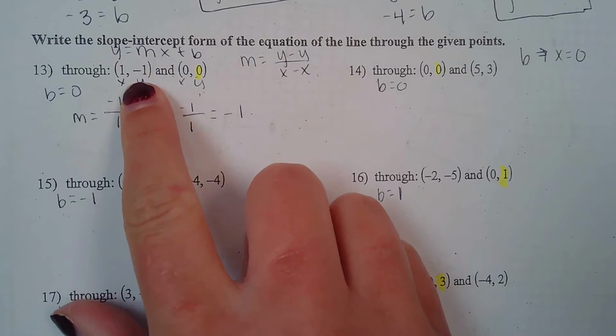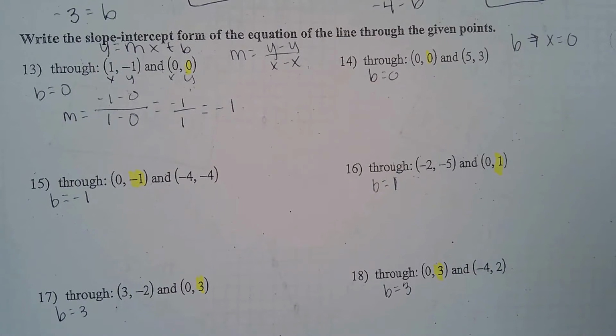Instead of first minus second, if we did second minus first, so 0 minus -1 over 0 minus 1, what happens right here? That becomes 1 over -1, which still gives you -1. Do you see how that's the same?